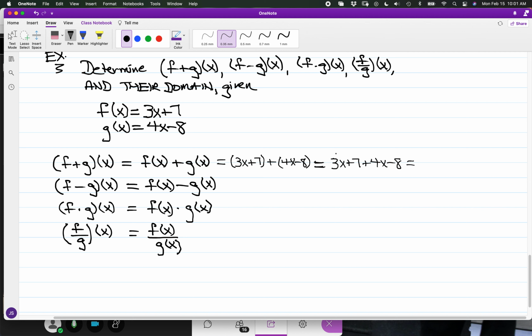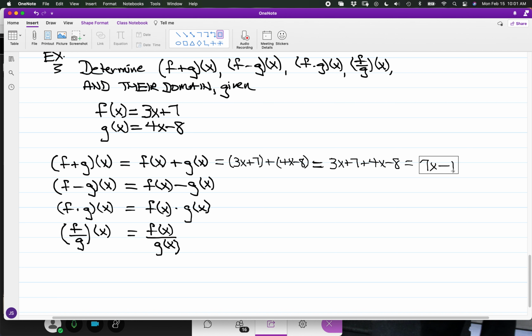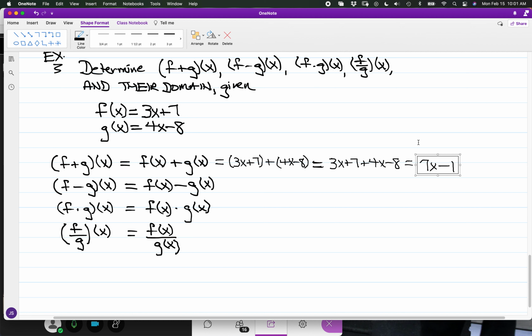Okay, so combining, we have 3x plus 4x, so this will be 7x. And we have 7 minus 8, so this is going to be a negative 1. So the result here is 7x minus 1.